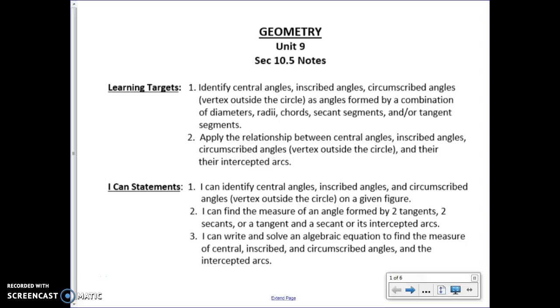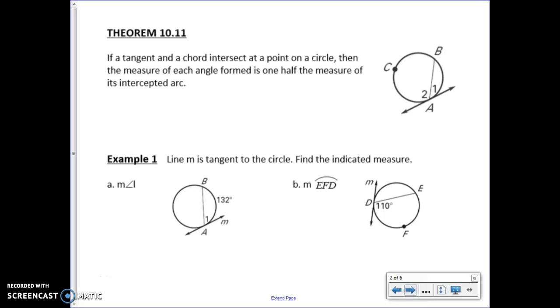Okay, we are looking at a few more relationships within circles and how those pieces and parts relate to each other. So, starting off with another new theorem. If a tangent and a chord intersect at a point on a circle, then the measure of each angle formed is 1/2 the measure of its intercepted arc. So very similar to our inscribed angle that we talked about, that the measure of the angle is half of the measure of the arc.